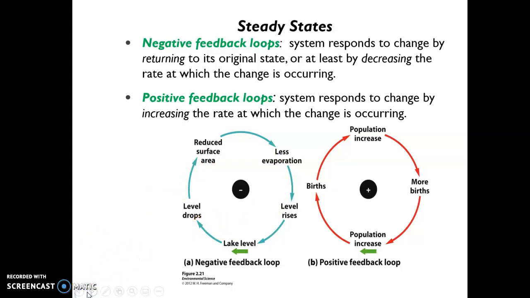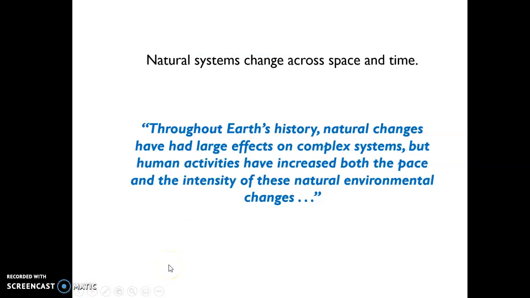Okay, on this last slide for the chapter, we are going to just introduce that natural systems change across space and time. And in the next chapter, we will look at ecosystems and how matter and energy interact in those ecosystems and how humans impact those ecosystems. So I leave you with a quote from the book. Throughout Earth's history, natural changes have had large effects on complex systems. But currently, human activities have increased the pace and the intensity of natural environmental changes. All right, so that's a wrap.